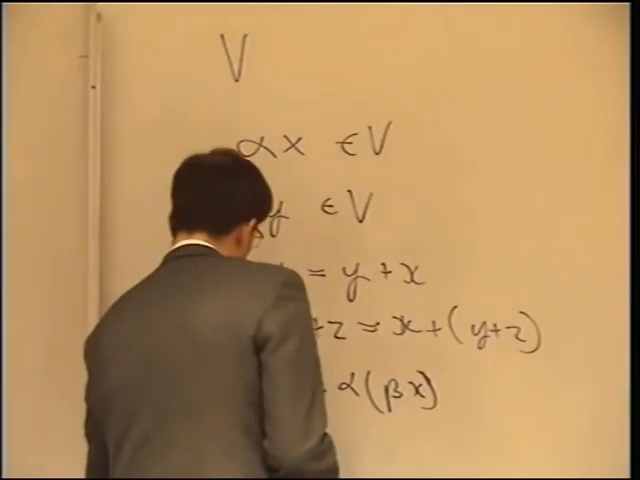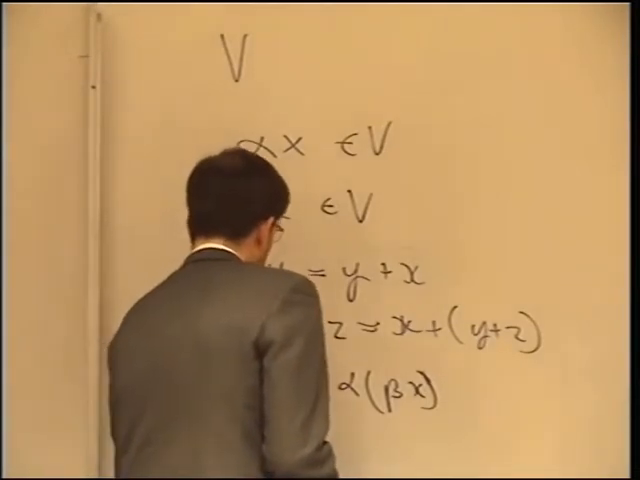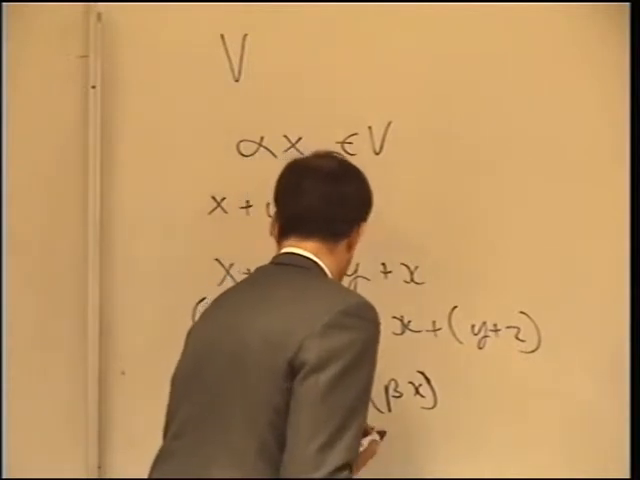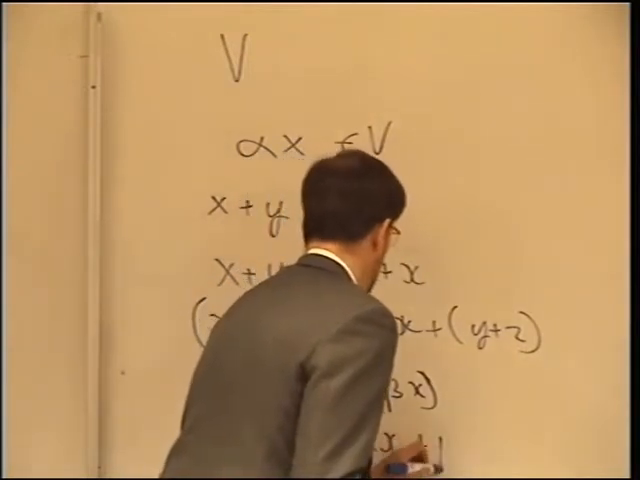Similarly, we have the distributive law, which means that if I have the sum of two scalars multiplied by a vector, that's the same as alpha x plus beta x.